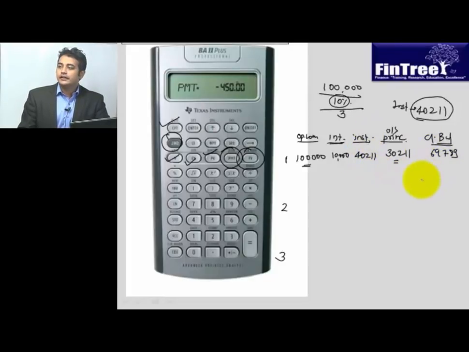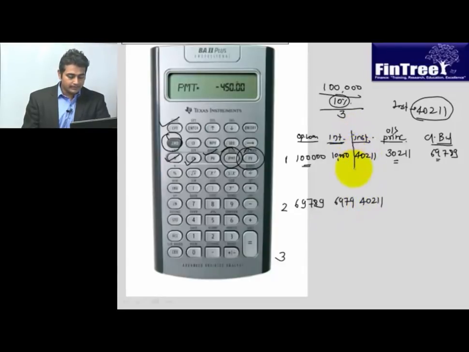Is there anyone who's not clear here? Should I repeat this part again? Are you okay here? Okay. So if my closing balance at the end of year 1 is 69789, can I say that my opening balance at the beginning of year 2 is 69789? And if that is the case, how much interest should I be paying here? 6979.